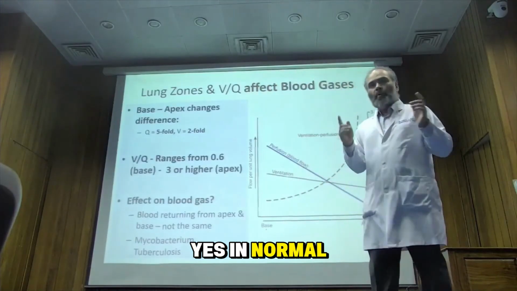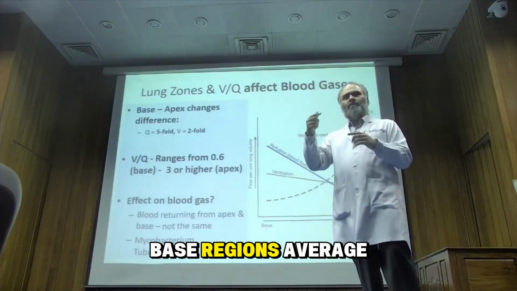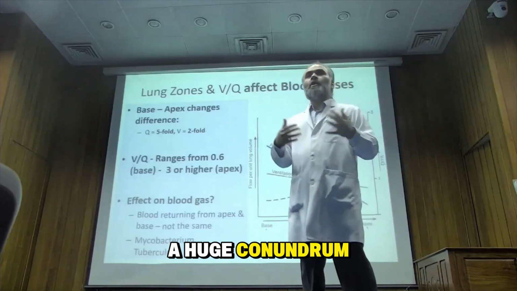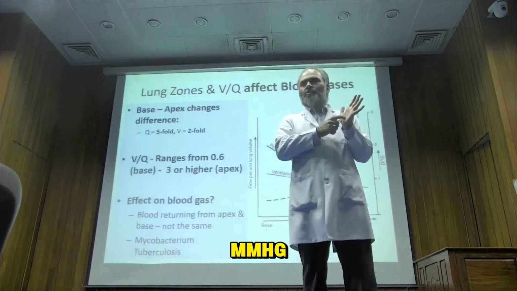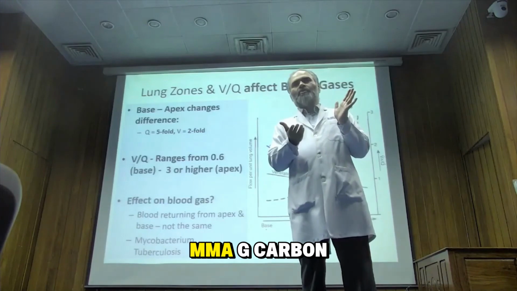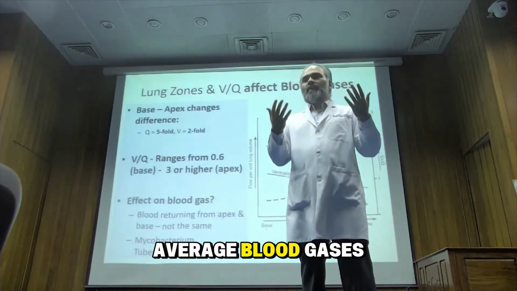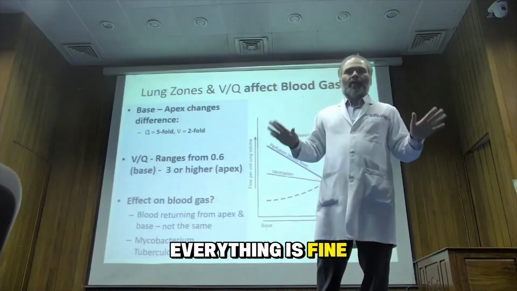Yes, in a normal individual, these changes in the apical and base regions average out nicely. There is not a huge conundrum in blood gases. You get 95 mmHg PO2 in arterial blood and 40 mmHg carbon dioxide in arterial blood. These are your average blood gases, with slight variation in a normal human being, and everything is fine.